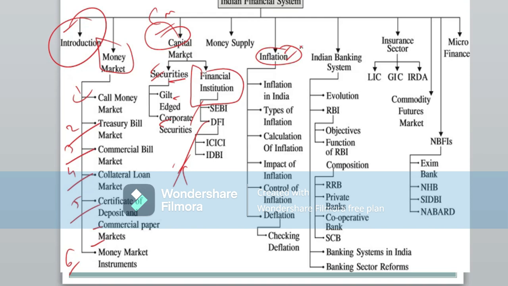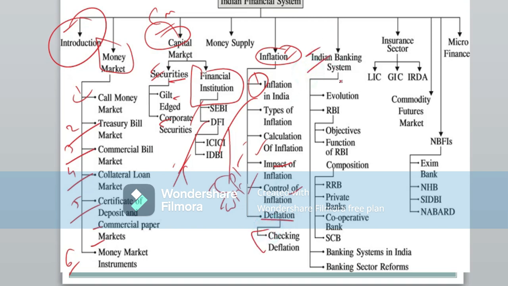Then there is inflation and inflationary control. India measures inflation in terms of CPI and WPI, consumer price index and wholesale price index. CPI measures the micro-level inflationary tendencies, whereas WPI measures the wholesale or gross measurement of food, petrol, iron and steel, and core sectors inflation. The calculation of inflation we will discuss through different formulas. What is the impact, how to control it, what is deflation and checking of deflation.